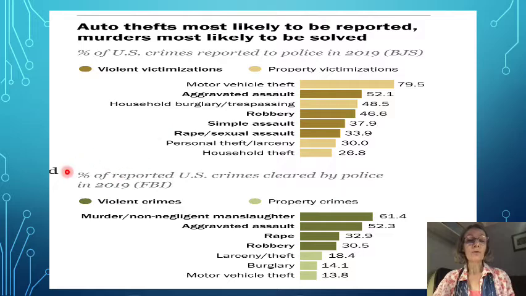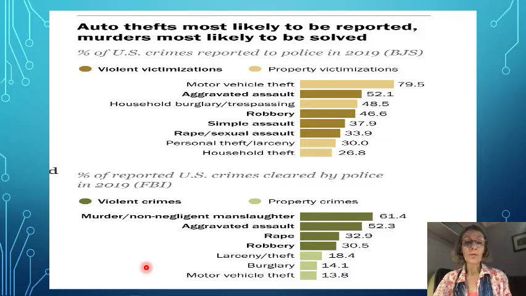In the second graph here, it shows the number of reported crimes that are cleared by police. And you see that violent crimes, in dark green, have a much higher rate, as we mentioned in the last slide, of being cleared, while property crimes have less of a rate of being cleared. And that's because, with violent crimes, law enforcement is going to put more resources behind solving those crimes.